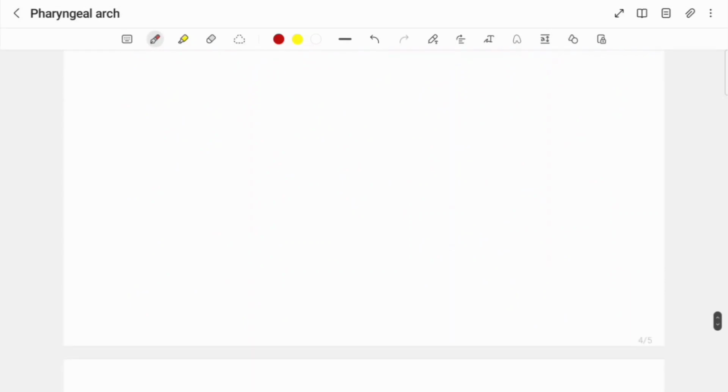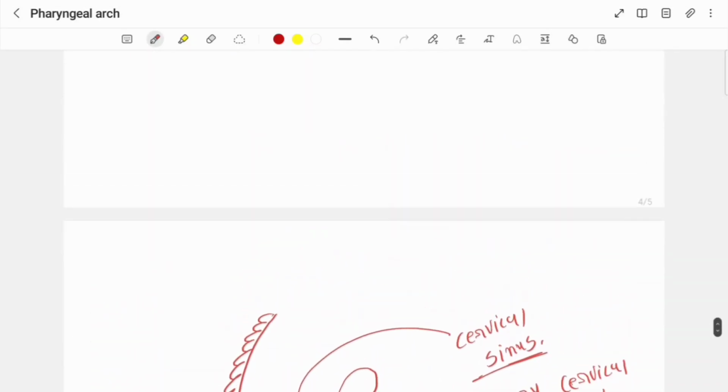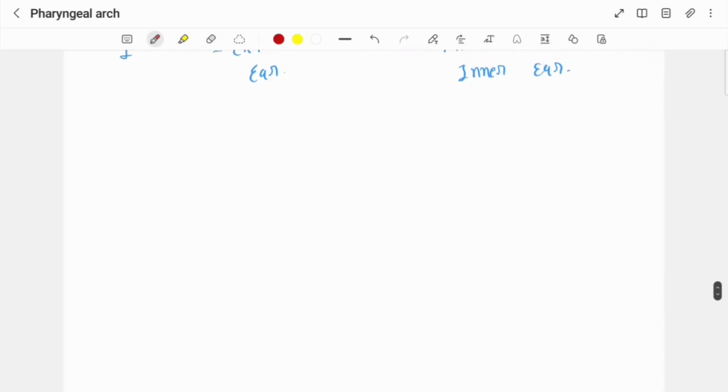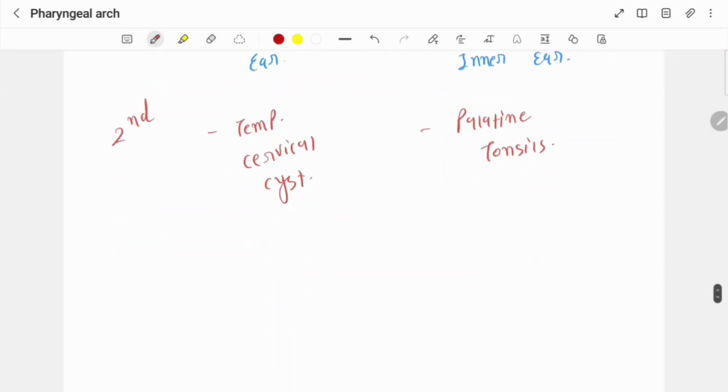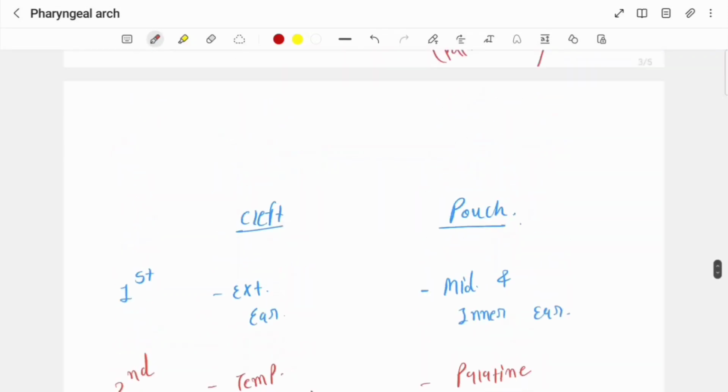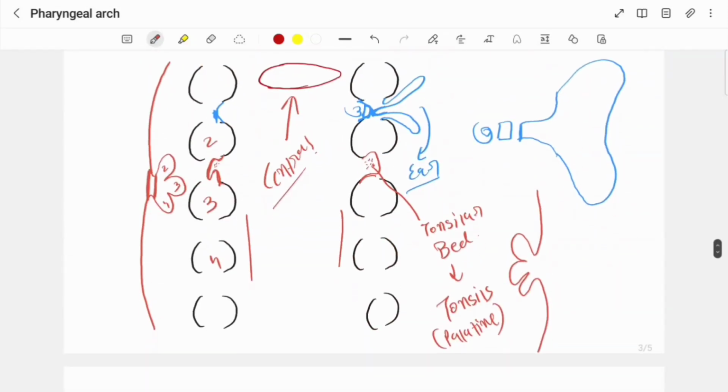So, what is the importance of the second, third and fourth pharyngeal cleft? They just give rise to a temporary cervical cyst. So, let's write here: second cleft, we have temporary cervical cyst. And here we have palatine tonsils. Right? Same for third and fourth. They will give rise to temporary cervical cyst. So, now let's move to the third pharyngeal pouch.